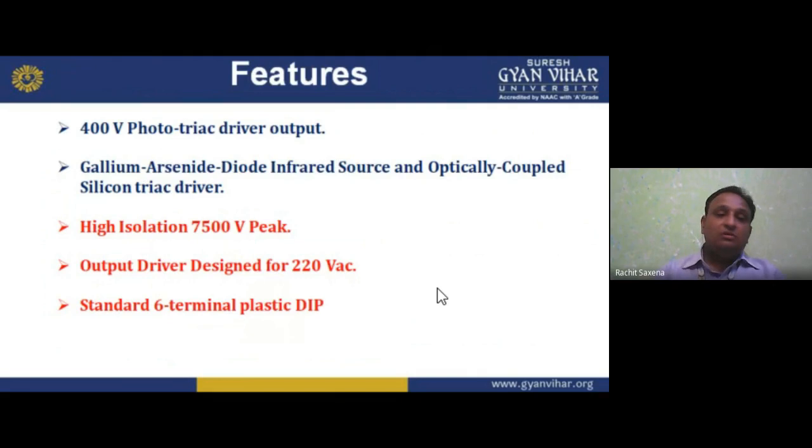Now features. What are the features of this? The features are 400-volt photo triac driver output.